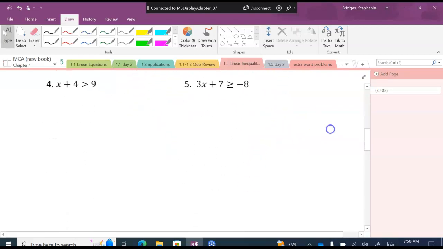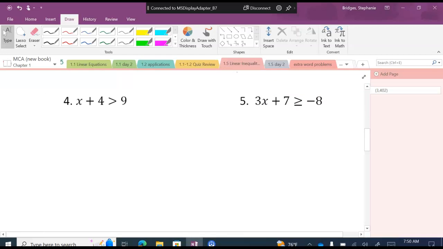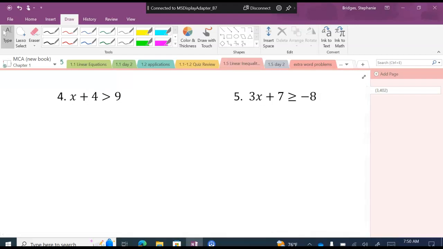Now we're just going to solve some inequalities. These are just like equations. You want to get the variable on the left side with these so that you don't make a mistake when you're writing your interval notation. But we treat it just like an equation. So my first one says x plus 4 is greater than 9. I want to solve this inequality.